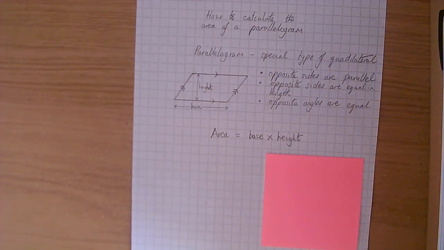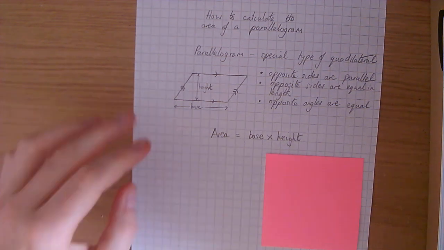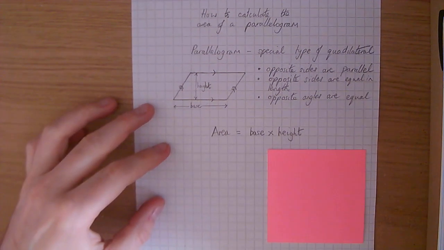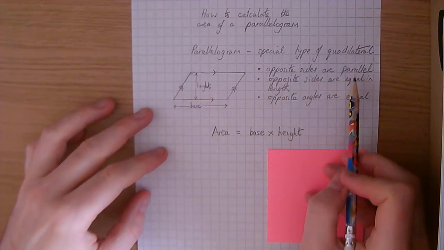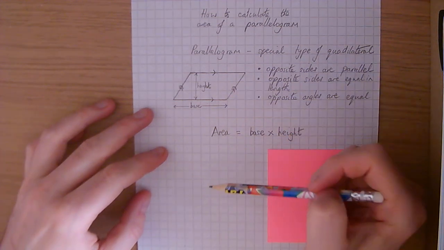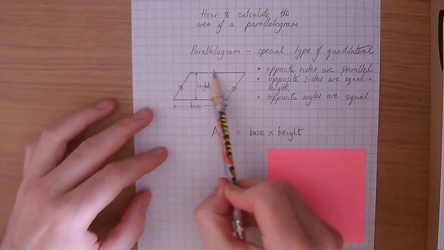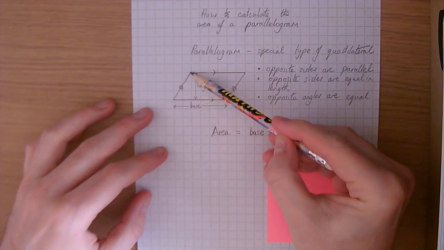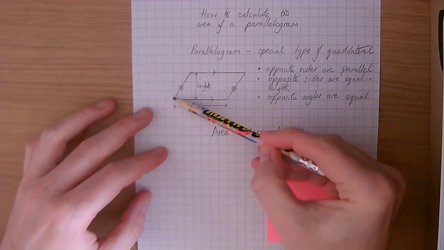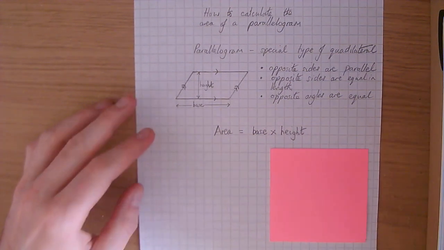How to calculate the area of a parallelogram. A parallelogram is a special type of quadrilateral. It is a quadrilateral that has opposite sides that are parallel, so it has two pairs of parallel lines. This is the first pair, and this is the second pair, lines that will never meet. Parallel.